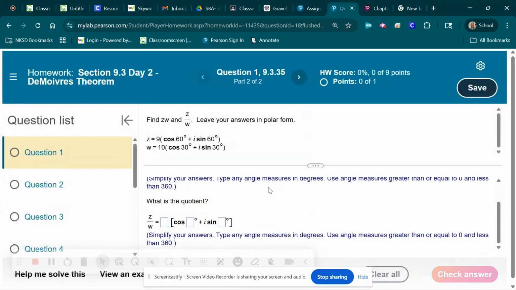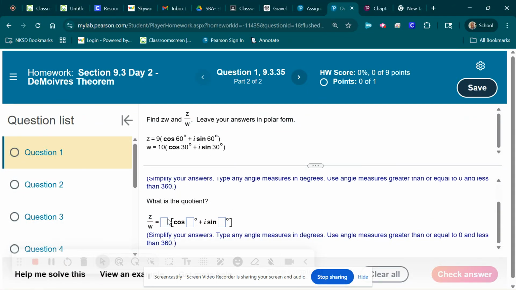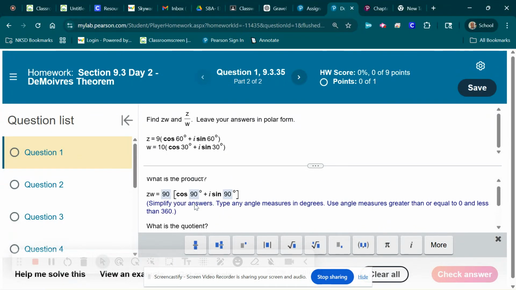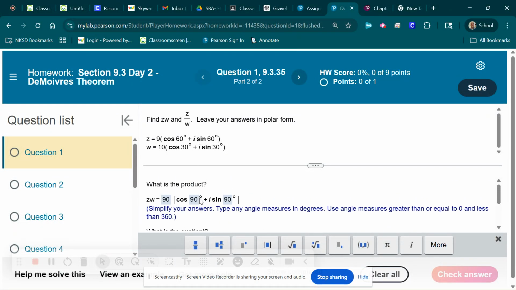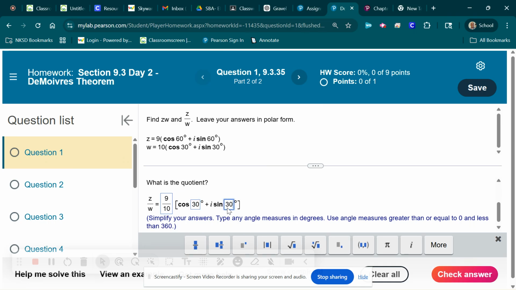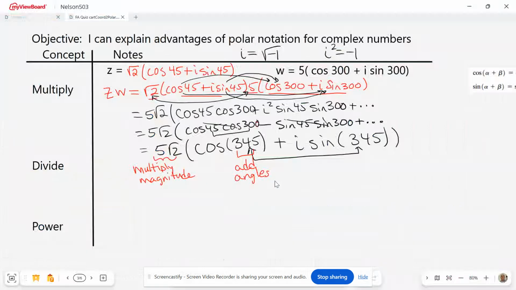So let's see, when I was doing the product right here, I multiplied the magnitudes. Well, now I'm doing the quotient. Don't you think we would divide the magnitudes? 9 divided by 10, okay? And if you watched a Help Me Solve It or something like that, great. If you came back to the video, thank you for doing that. If we're adding the angles together, right? Well, if we're dividing here, wouldn't we subtract the angles? So 60 minus 30 is going to give me 30 here, 30 there. Check my answer.